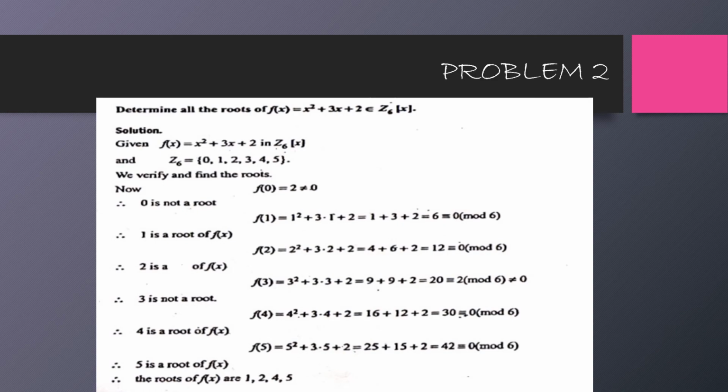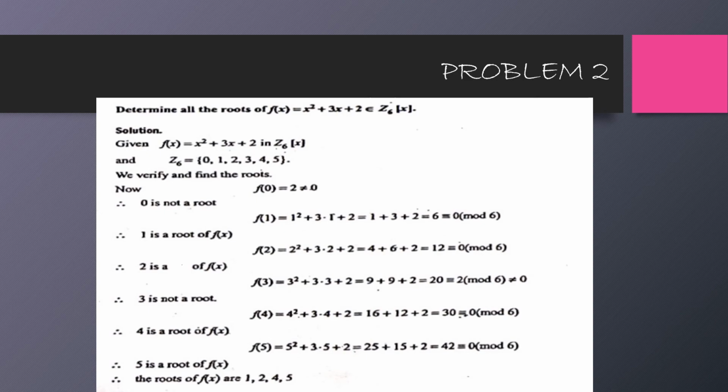So here, the first step is I had written all the elements in Z6. Second step is I have started substituting all the elements in Z6 in my f of x and noted the values. Third step, I have applied the mod function and found the remainder here. And now I'm going to give my declaration or my conclusion. So what will be my conclusion?